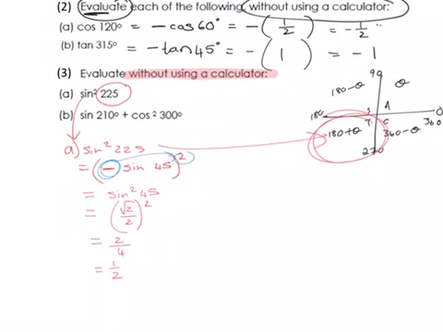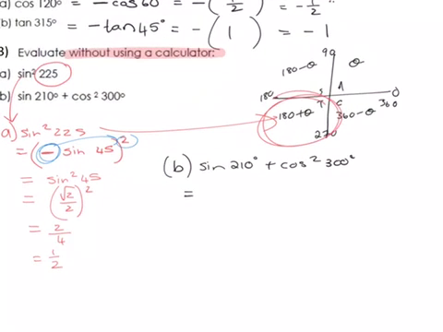All right, last one on this slide. Hope you're keeping up. Otherwise, you can pause, rewind, go over it again. And remember, we are reteaching it in class. Sine 210 degrees plus cos squared 300 degrees. So sine 210. Where is 210? It's in tan's enemy quadrant. So we know we're going to get a negative answer for sine.